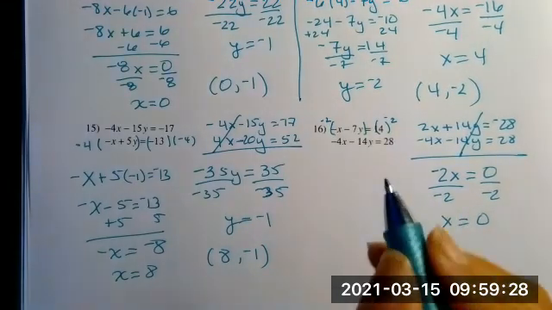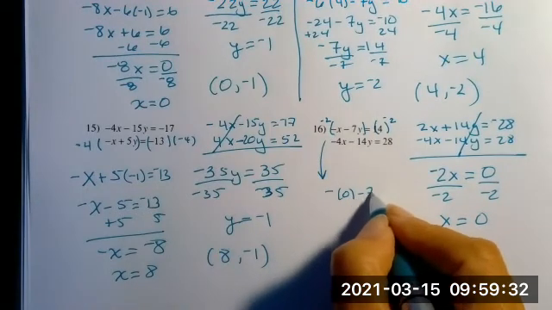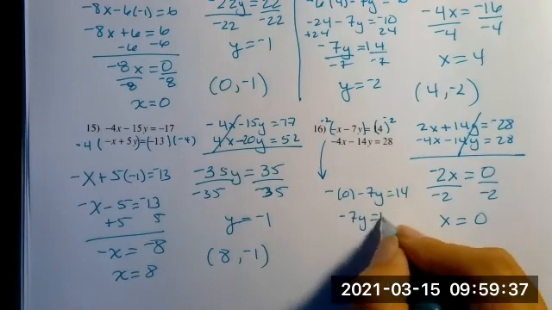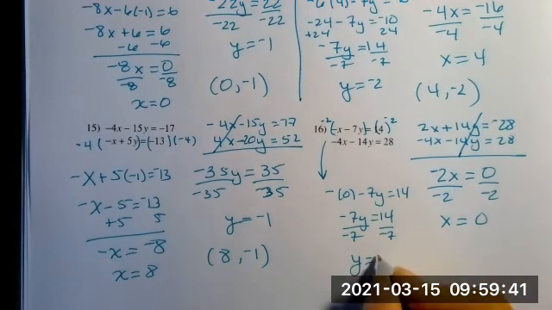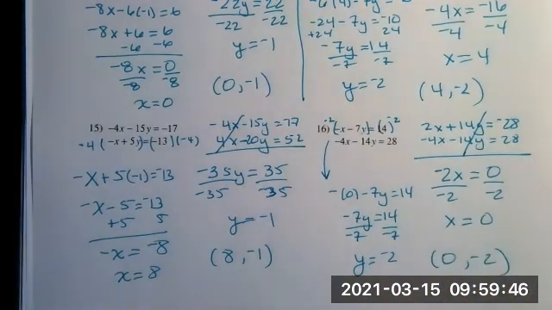That's a 0. I'm going to stick that back into here. Negative 0 minus 7y equals 14. Negative 7y equals 14. Divide by negative 7. Y equals negative 2. So this is 0, negative 2. And that's it.